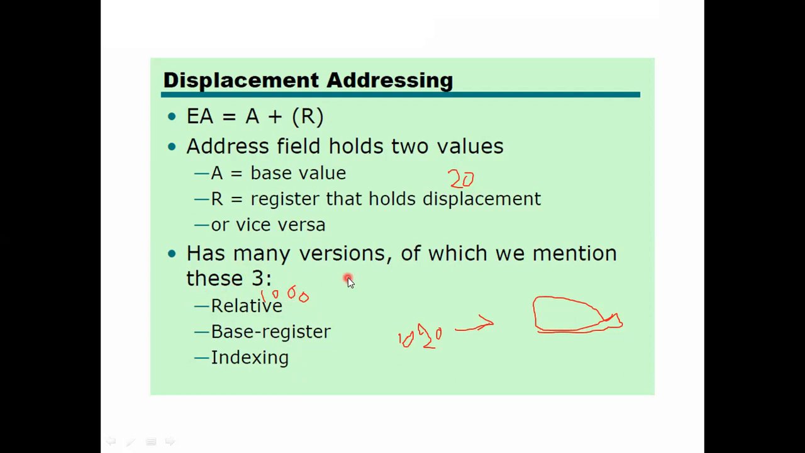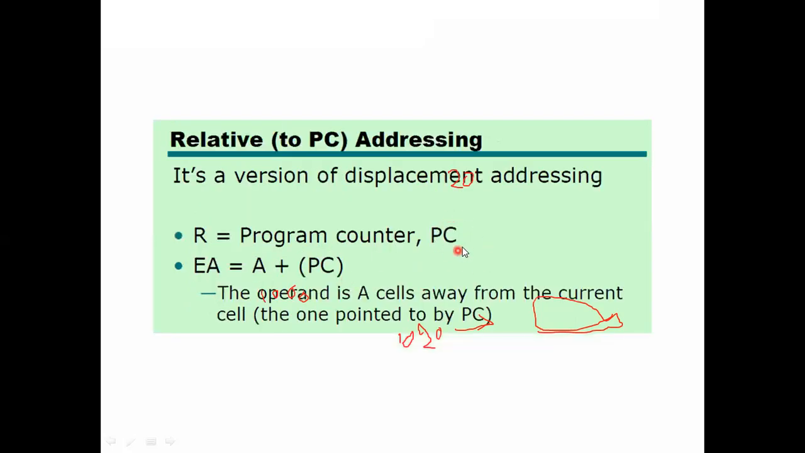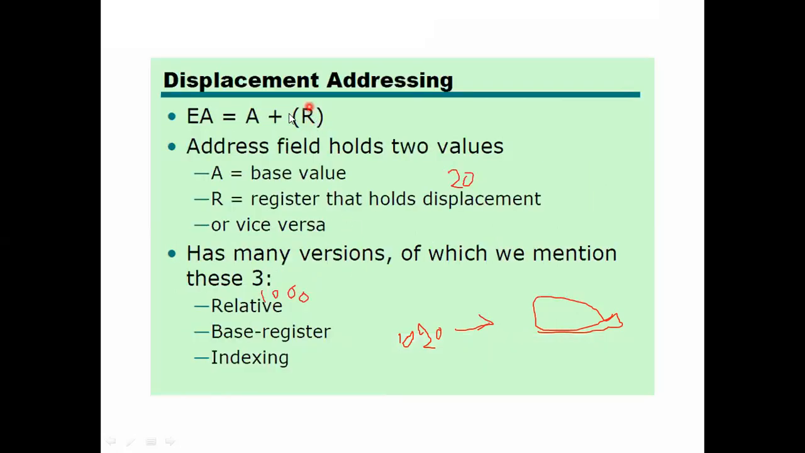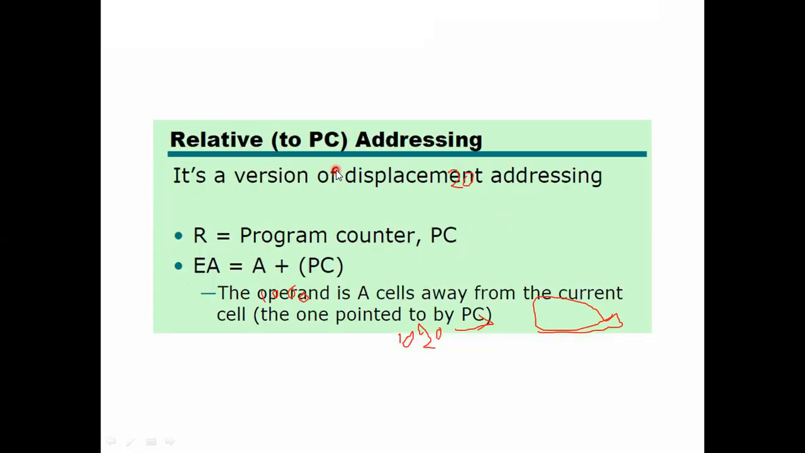PC program counter is used. Okay, amma, see here. R is equal to program counter, A plus square brackets of PC. Okay, so if you are used R, then that belongs to indexed addressing mode. Instead of R, if we are using PC, then that belongs to relative addressing mode. Here, the effective address is equal to A plus square brackets of PC. What is the meaning here? The operand is A cells away from the current cell. Okay, ma. This is the relative addressing mode.